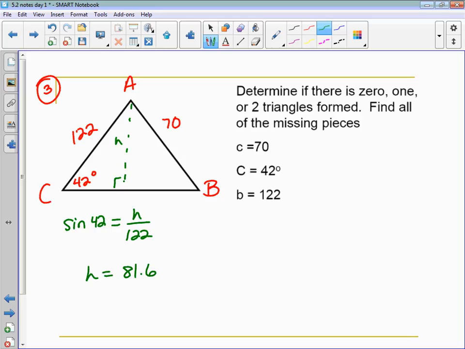All right, so my Twizzler over here is 70. The height is almost 82. Is my Twizzler longer or shorter than the height? Shorter. 70 is smaller than 82, right? So this is the little short Twizzler. So is it actually going to connect to this other side of the triangle? No. So what does that mean? We're done. It means no triangle and you're done, okay?